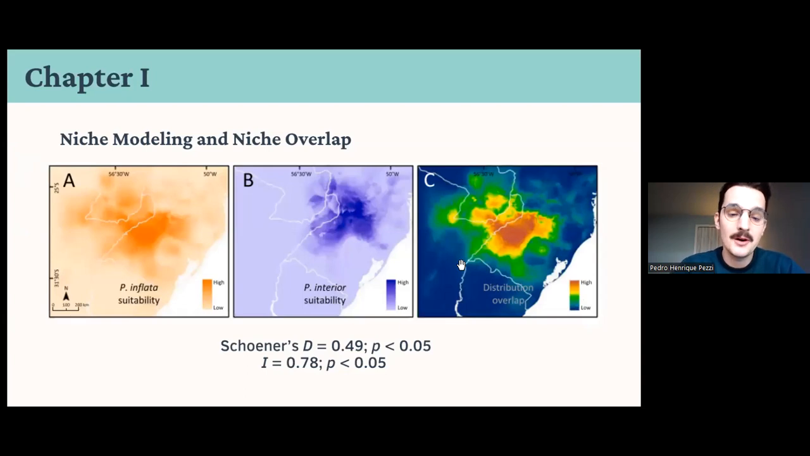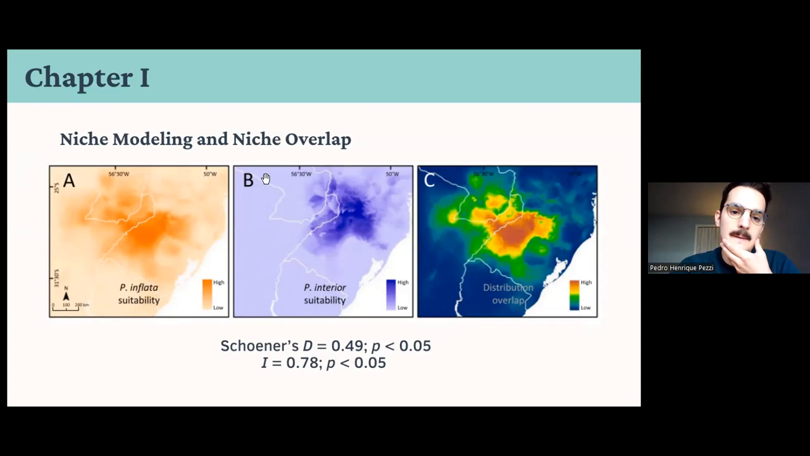We also did some niche modeling, trying to see where the overlap was. Here in orange, we can see the suitability for Petunia inflata, and here in blue, the suitability for Petunia interior. And here on C, it's just an overlap of these two images. So we can see they have a really huge overlap here. And this area corresponds to this transitional zone between the two biomes.